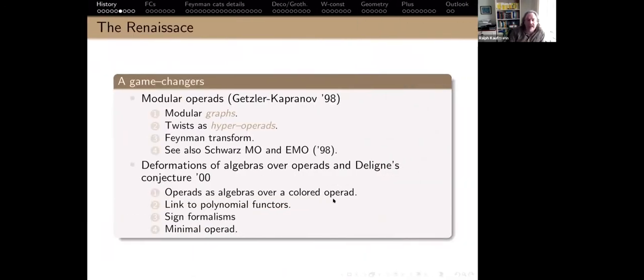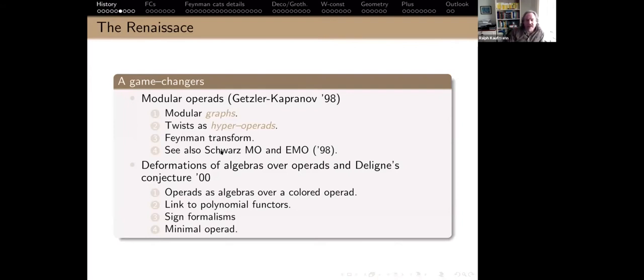All right, then there is again an expansion of the universe, catching up with the fact that geometric objects can also be surfaces. I think this one paper is a game changer, Getzler-Kapranov, with modular graphs, twists as high-power operads. It introduced the Feynman transform. There is actually something at the same time which is very interesting. Schwarz also introduced modular operads and extended modular operads, and these are very important for the Gerstenhaber brackets in the master equations.